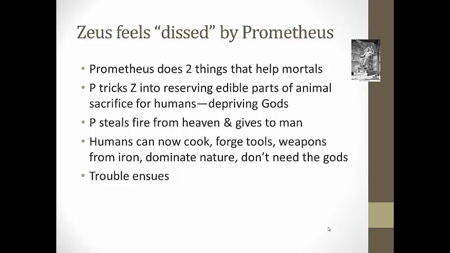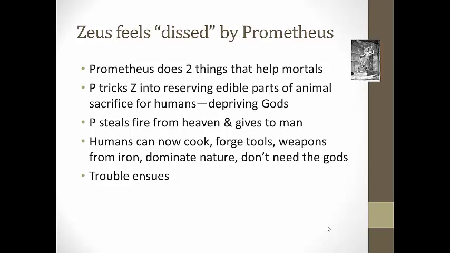And this deprived the gods of having those animal parts for their pleasure, which is odd because mostly they just drank ambrosia and stuff. But Zeus was always looking for a good reason to get mad, and this was one of them. The second thing that Prometheus did was he stole fire from heaven and gave it to man. And this was a really serious violation of the code, because now humans were less dependent upon the gods. They could cook. They could forge their own tools. They could create weapons from iron.